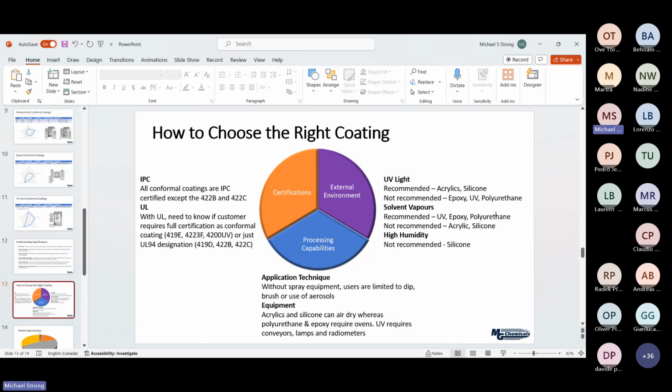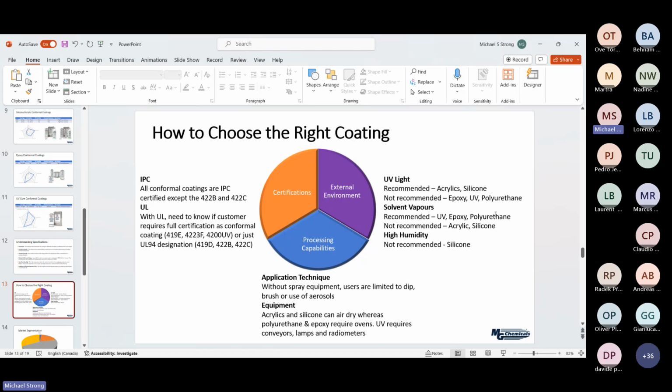When we talk about processing and application capabilities, we're looking at a couple different things. So what is the application technique that they're going to be using? Is it going to be dip? Is it going to be brush, aerosol? Do they require something that's in an aerosol can, or are they going to use a liquid? And what about curing? Are they able to use ovens, or in the case of UV, do they have the necessary equipment to facilitate using that coating, or are they simply going to have to air dry it?